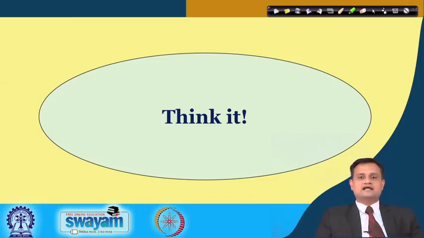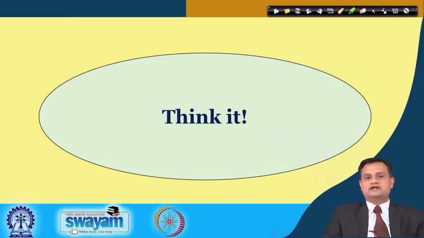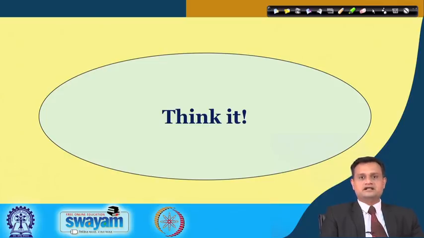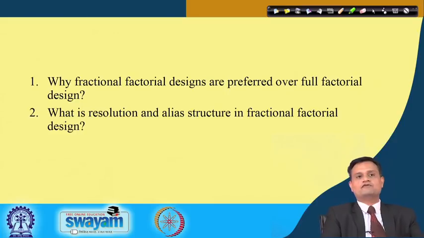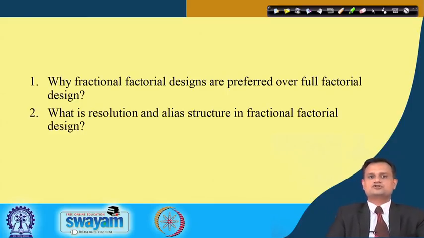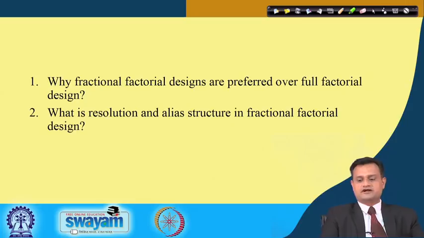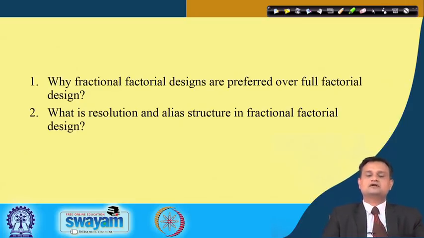So with this, I would like to float a couple of questions for your introspection, to go deeper into the concept. Why are fractional factorial designs preferred over full factorial design? What are resolution and alias structure in fractional factorial design? Just give it a thought and the idea will be clear. The rest of the computation will follow the same procedure as we did for the factorial design, and you need not bother much about the calculation part. You can also use Minitab and follow the calculation.